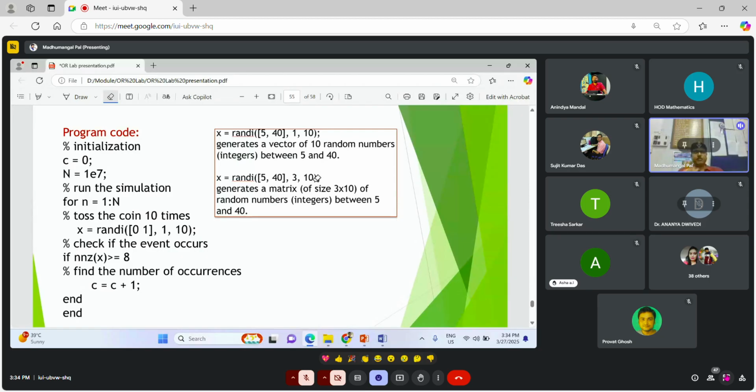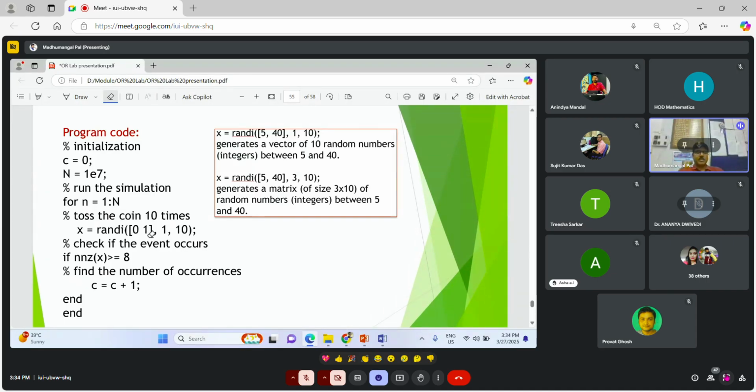And see that 3 comma 10 means it generates a matrix of size 3 by 10. Okay, it represents a two-dimensional array. So the first component represents the number of rows, the second component represents the number of columns. So for the first case, 1 means the number of rows is 1 and the number of columns is 10. That means it is a vector. Okay. So this is the meaning of this function.